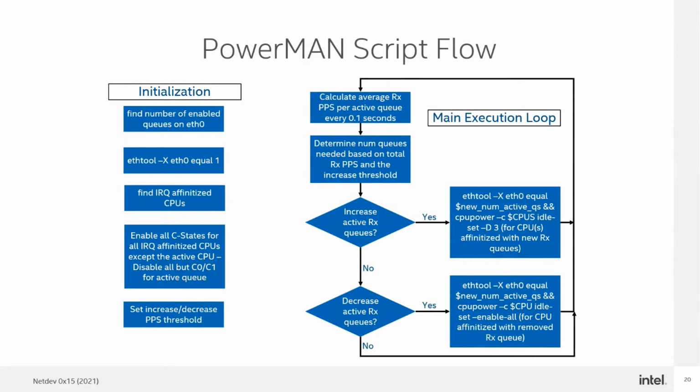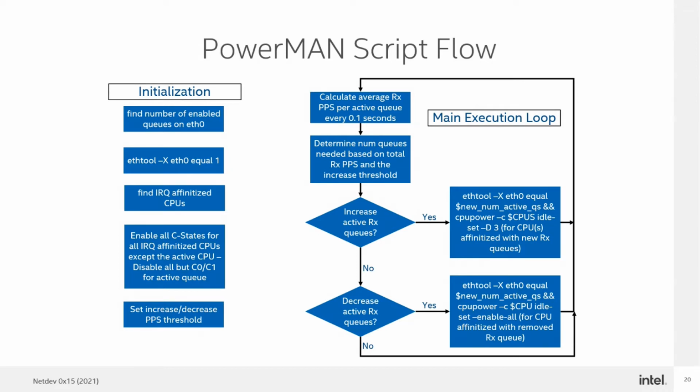So this shows the initialization sequence and then also the main execution loop. So the initialization sequence sets up the system in a low power state with only one RSS queue enabled, and its associated CPU in C1, and then all other CPUs aligned with the queues are in C6 so they could sleep and save power. Then the main execution loop monitors receive packets per second, including drops. And then based on this, it'll choose to either increase the number of queues or decrease the number of queues.